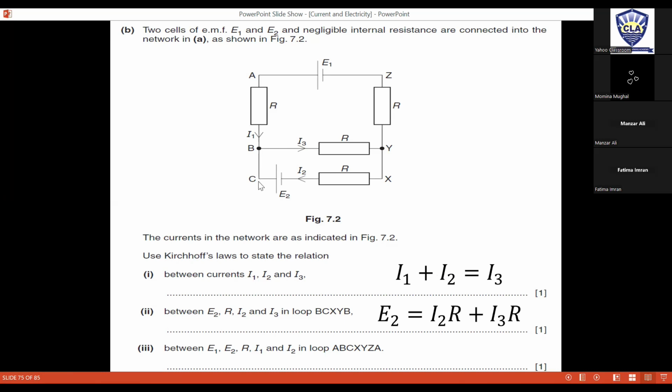Then we have A, B, C, X, Y, Z. It means the outer loop. We have two EMFs, E1 and E2. Again, it's your choice. You can take E1 minus E2 or E2 minus E1. If I take E1 minus E2, then I1 will be positive and I2 will be negative. So considering this, we can find the equation. Considering E1 is the larger cell, its current will be positive. E2 is a smaller cell, its current will be taken negative.